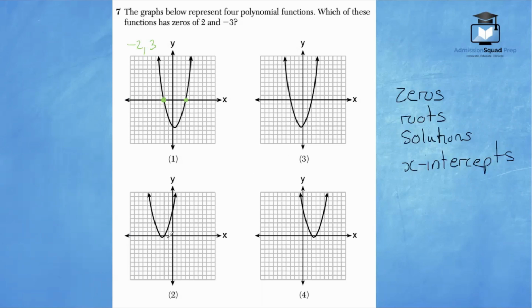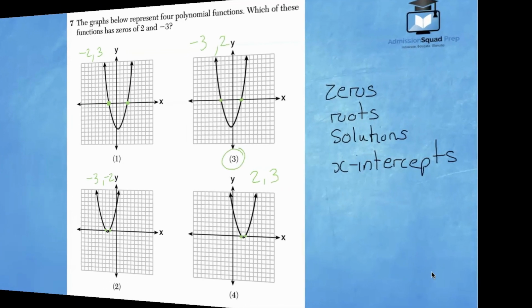For answer choice 2, the zeros are -3 and -2. -3 is right here and -2. Again, that is not what we're looking for. Answer choice 3, the zeros are -3 and 2. That looks to be correct. And for answer choice 4, the zeros are 2 and 3. That looks to be incorrect. So answer choice 3 is the correct answer.